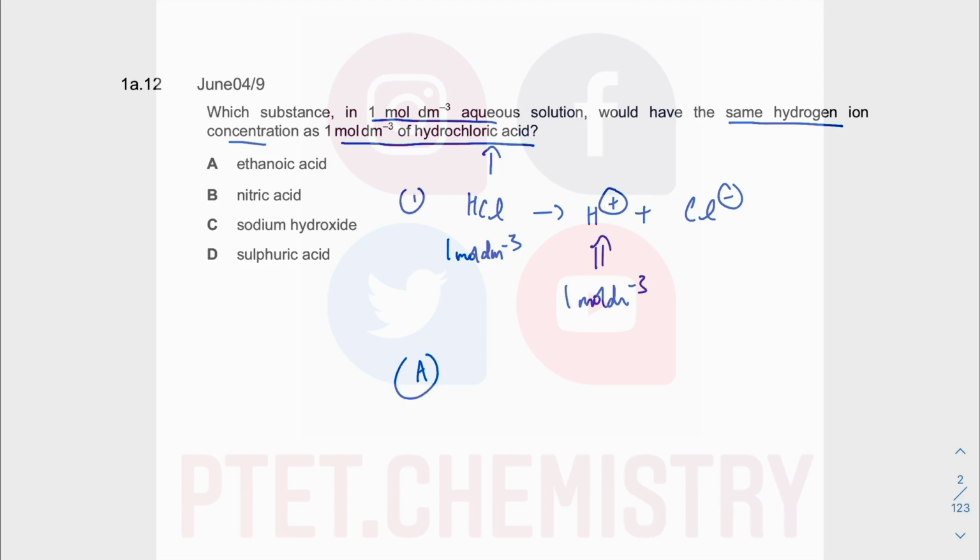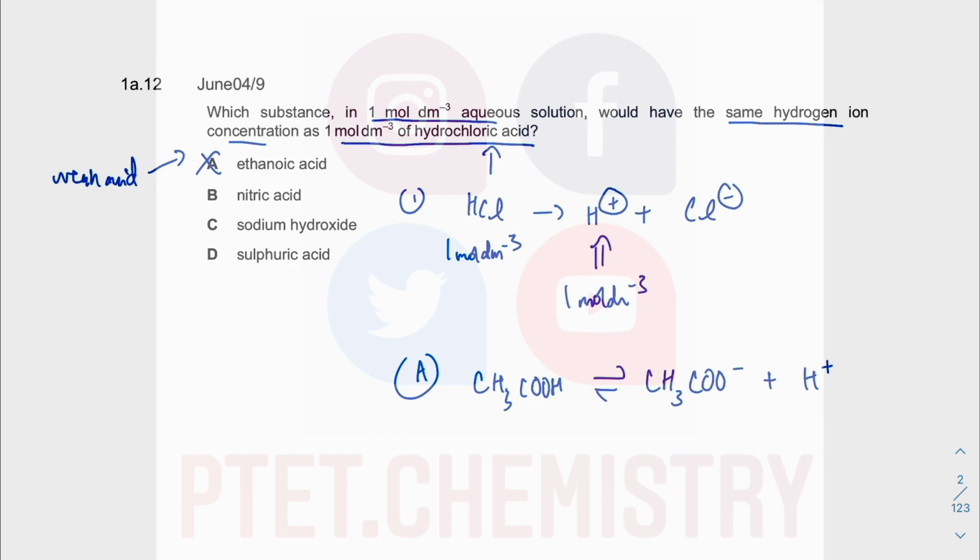So what do we have here? What I can cross out is ethanoic acid, because this is a weak acid. What do I mean by weak acid? A weak acid dissociates partially, so I use the reversible sign. They dissociate partially in water to give you the H plus ion.